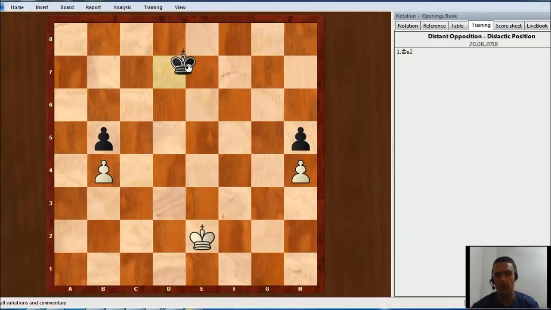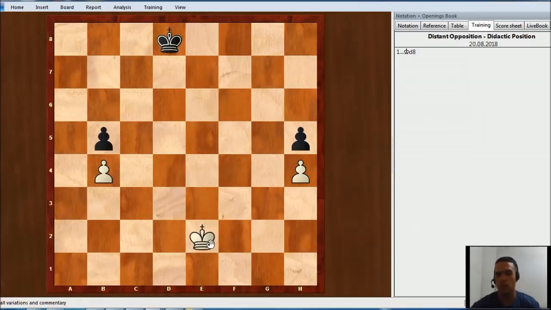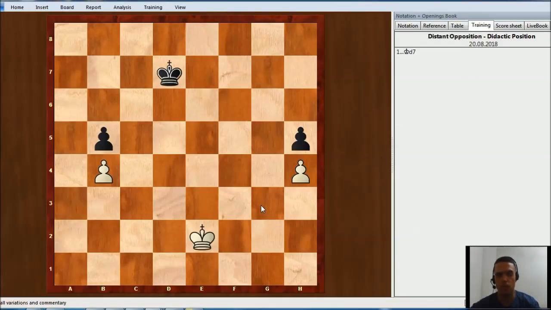Let's see what happens after, for example, king d7. If black plays king d8, you can just advance and make sure black cannot take distant opposition. It could be by playing king f3. So after king d7, you can just take distant opposition again by playing king d3, and after king d6 you take opposition with king d4, and this is winning for white.